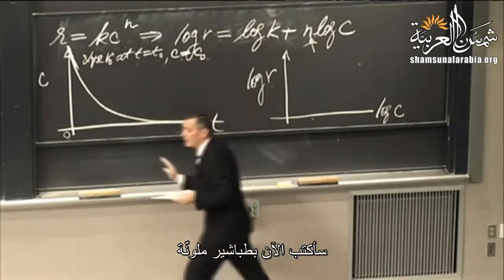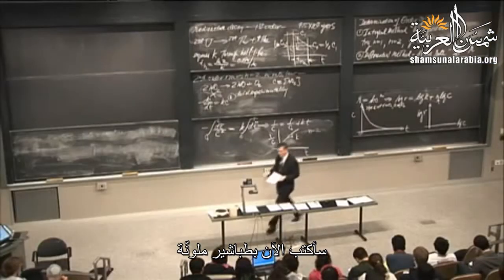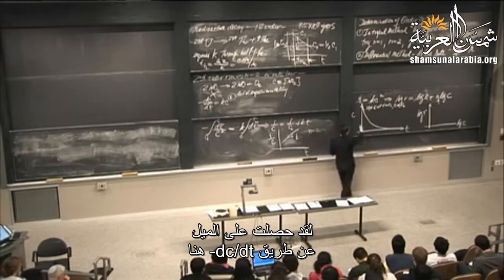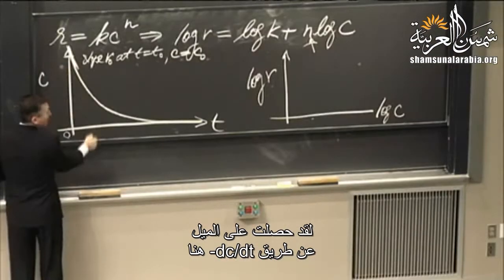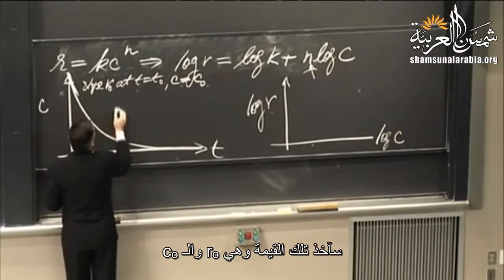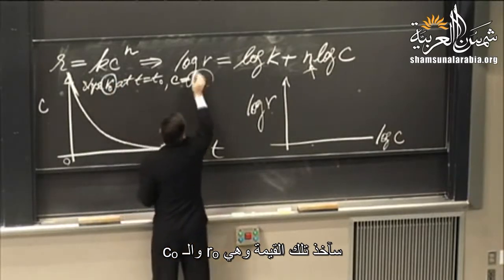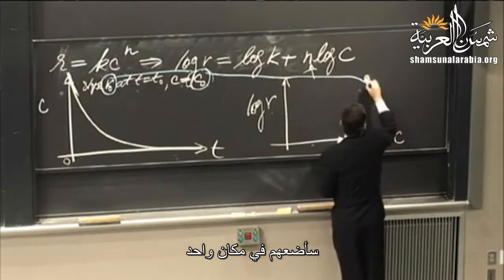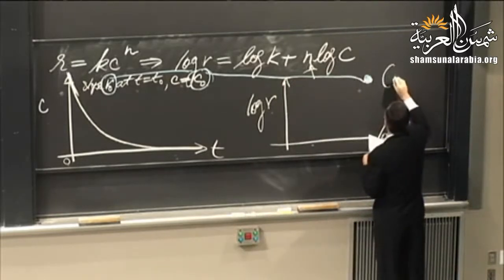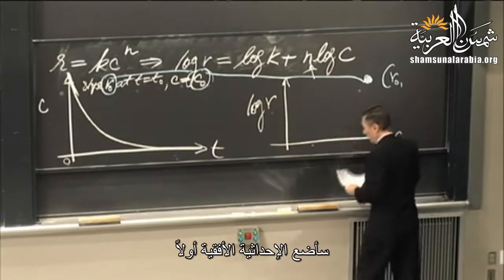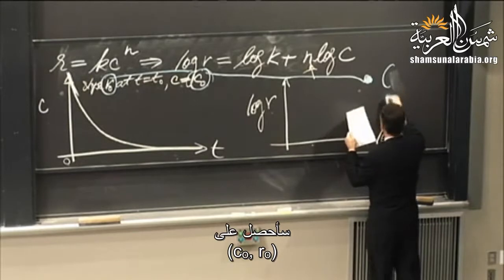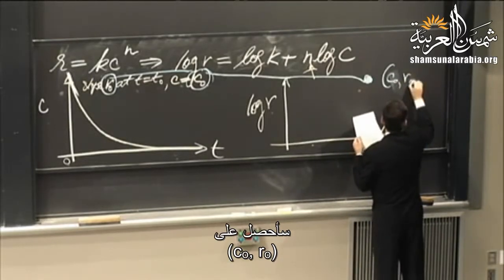Okay? So now I'm going to take some colored chalk, and we're going to show you how to construct this. So I've got the slope by taking minus dc by dt here. So I'm going to take this value, R naught, and this value, C naught. I'm going to gang them together. I'll bring them over here. I'll put them right out here. Actually, I should put the abscissa first. So this is going to be C naught, R naught.